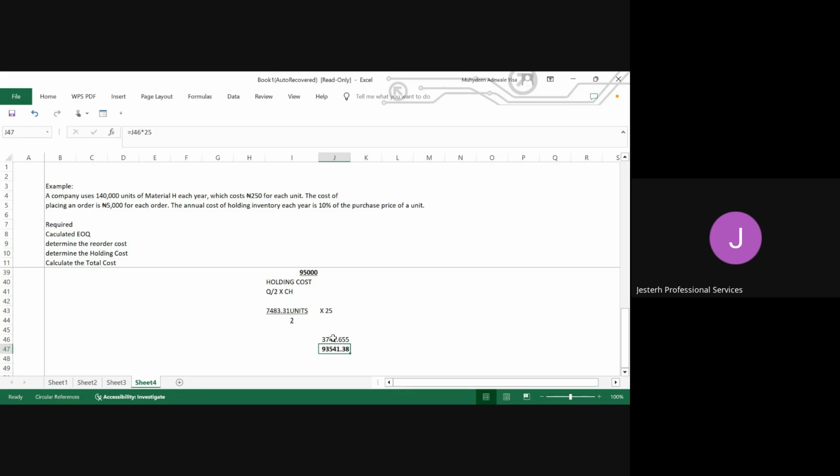Now you see, for us to bring in this 140,000 units of material H, our holding cost is going to be 93,541 naira 38 kobo. That is the total cost that we are going to incur in bringing in these products.